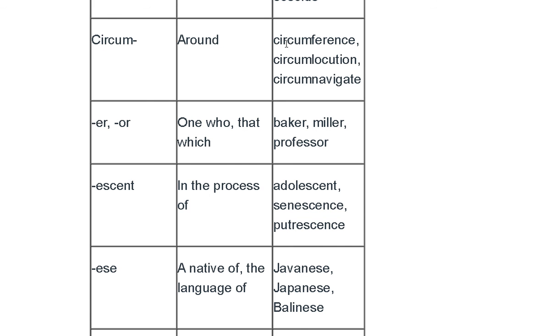The circumference is the distance around the outer rim of a circle. You could circumnavigate the globe. I think Ferdinand Magellan did that first. Go around, navigate around the entire world, the globe. Circumlocution, locu we haven't learned yet, but that means to talk. So circumlocution literally is when you talk around something.